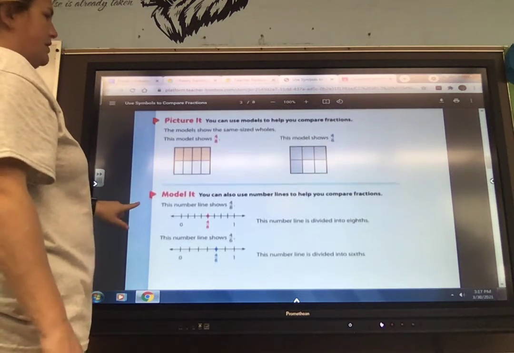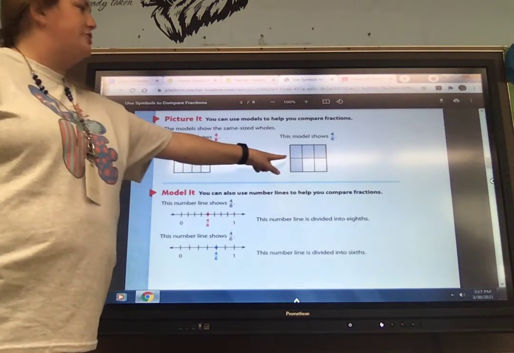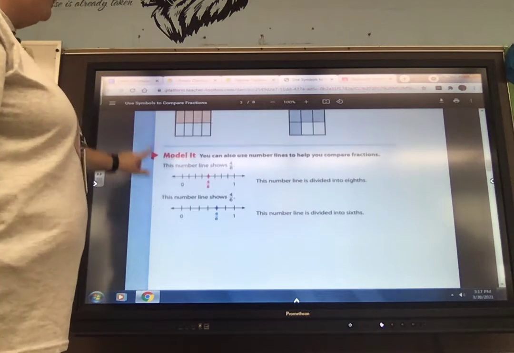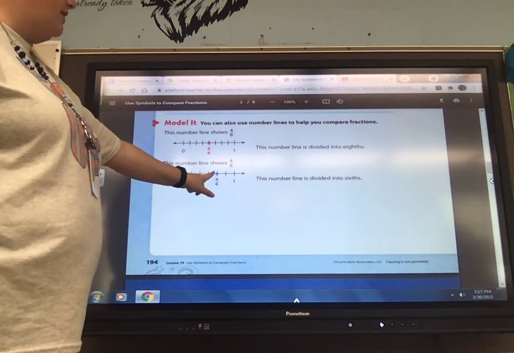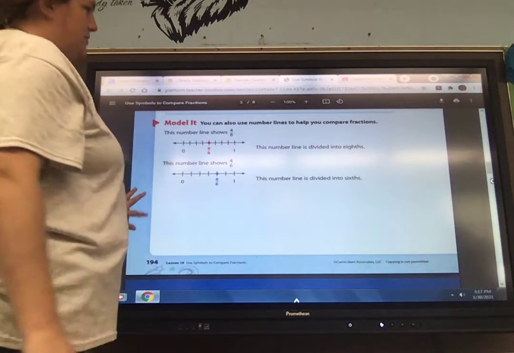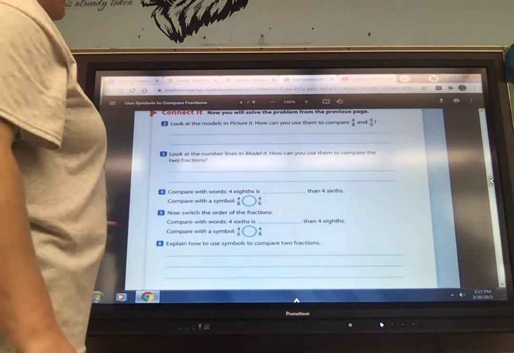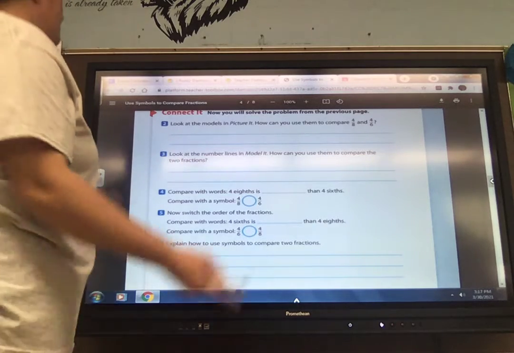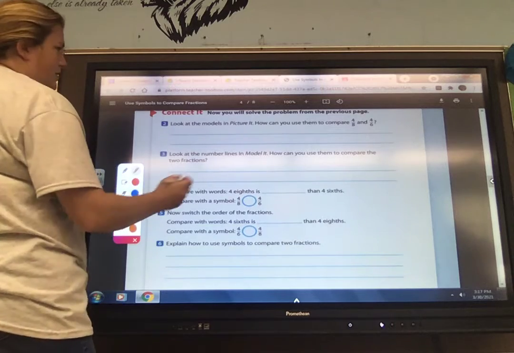194. They're showing models that can help you. We can see that there's more shaded over here. Number lines can also help you. We can see 4/8 is closer to 0. 4/6 is closer to 1. So 4/6 would definitely be greater. We will still be butterflying them. It says how can you use the models? Well, the models can tell you which one has more parts shaded.